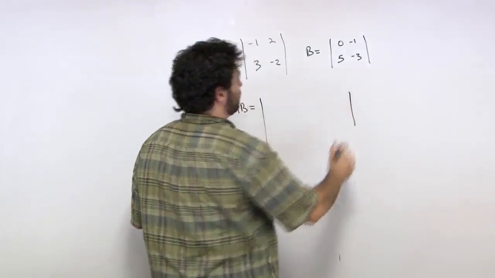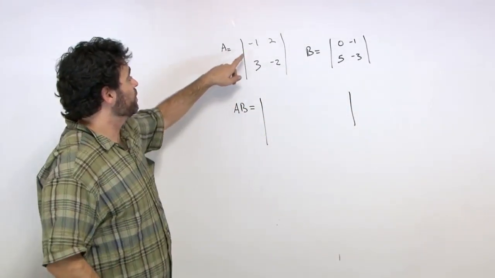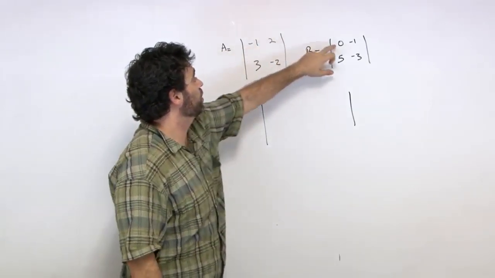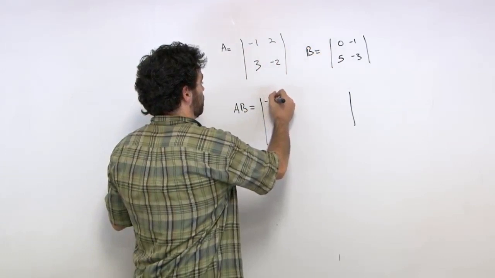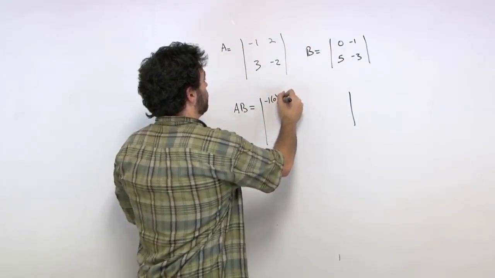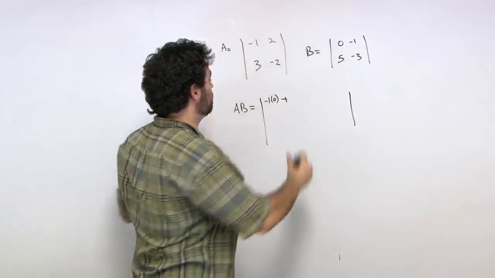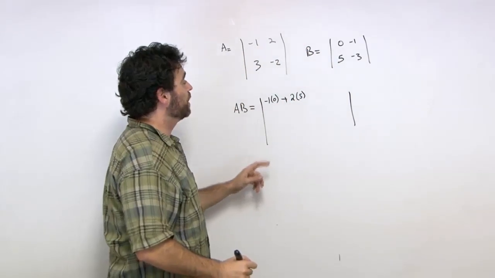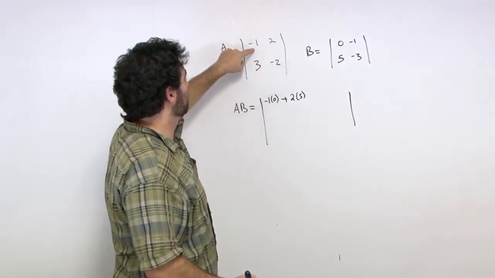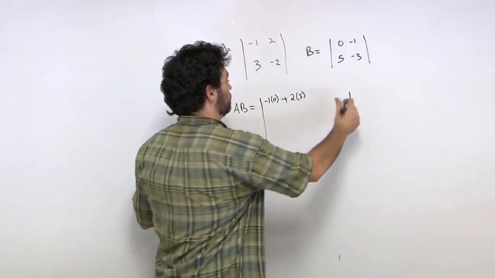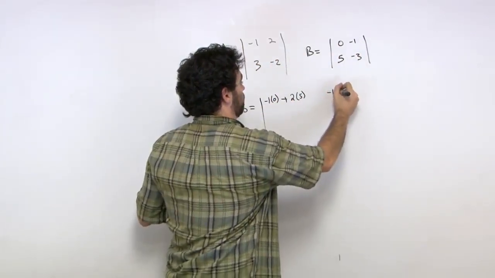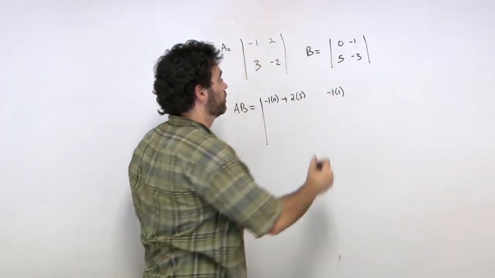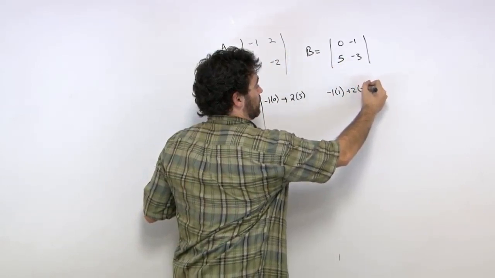Widen this up a little bit. Okay? So when we multiply, we're actually going to multiply like this. We're going to say that -1 times 0, so we can say -1 times 0 plus 2 times 5. That'll give us our first entry. Then we're going to say that -1 times -1, and 2 times -3.